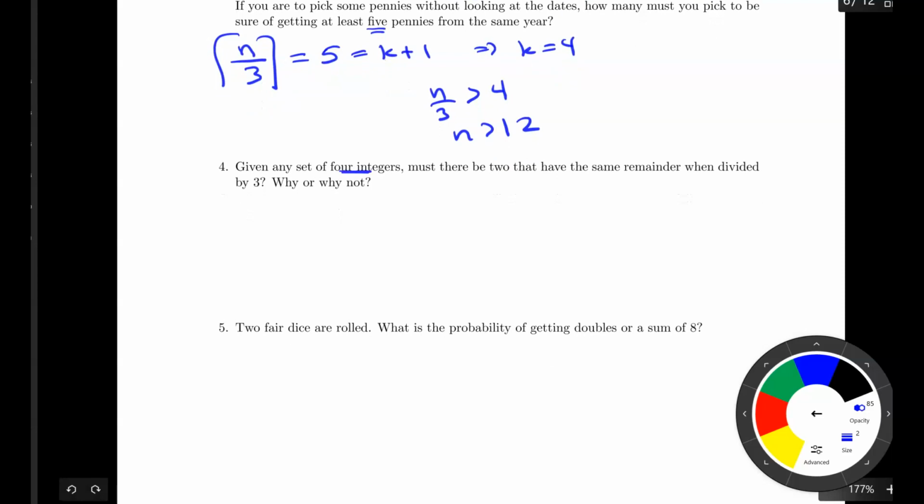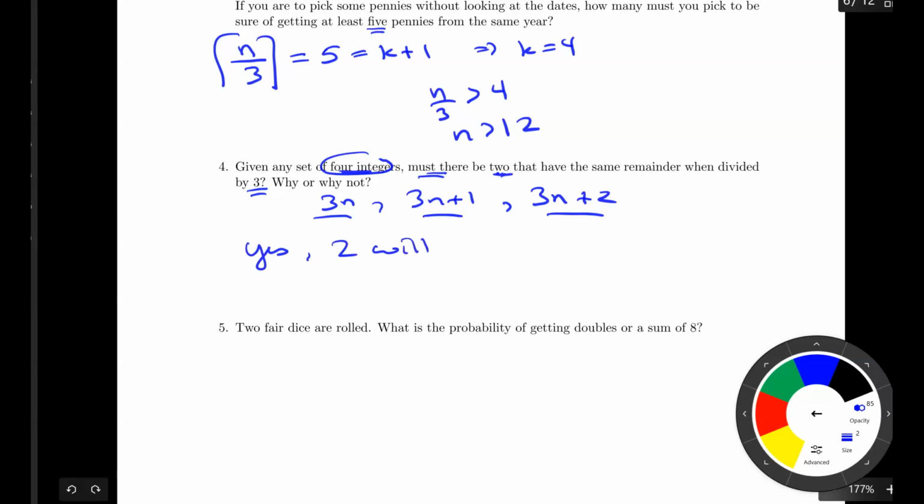So if I pick out 4 different integers, then I want to know how many do I have to pick so that I have at least 2 that have the same remainder. So if I'm dividing by 3, I know these are the different categories. So I can have this, or this, right? Divisible by 3. There's only 3 options. So if I pick 4 integers, yes, 2 will have the same remainder.